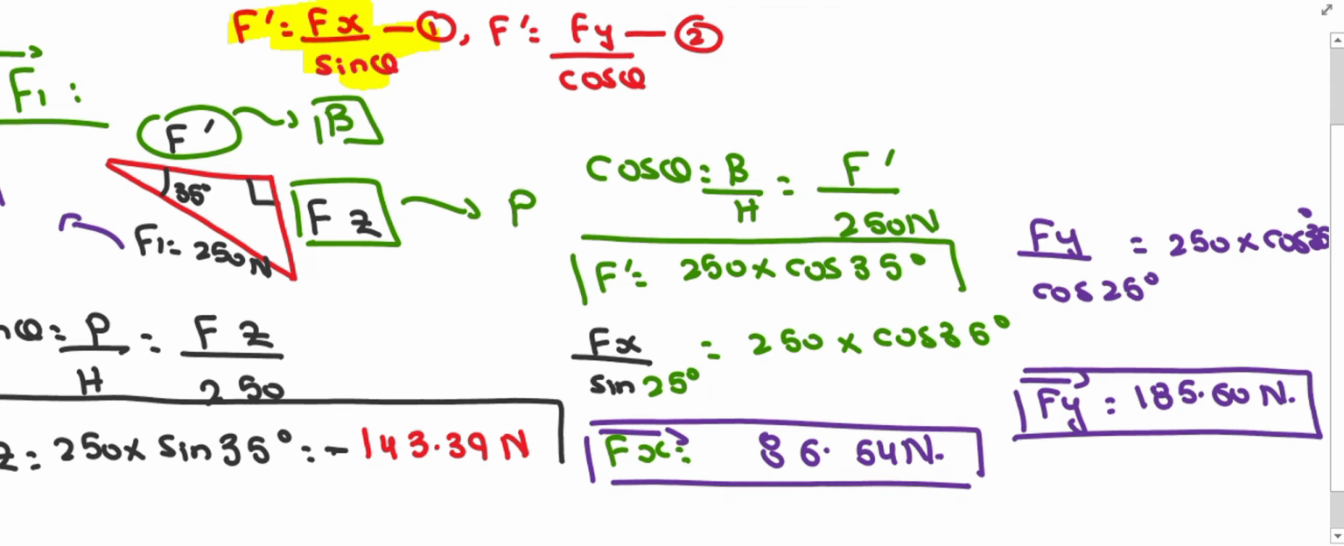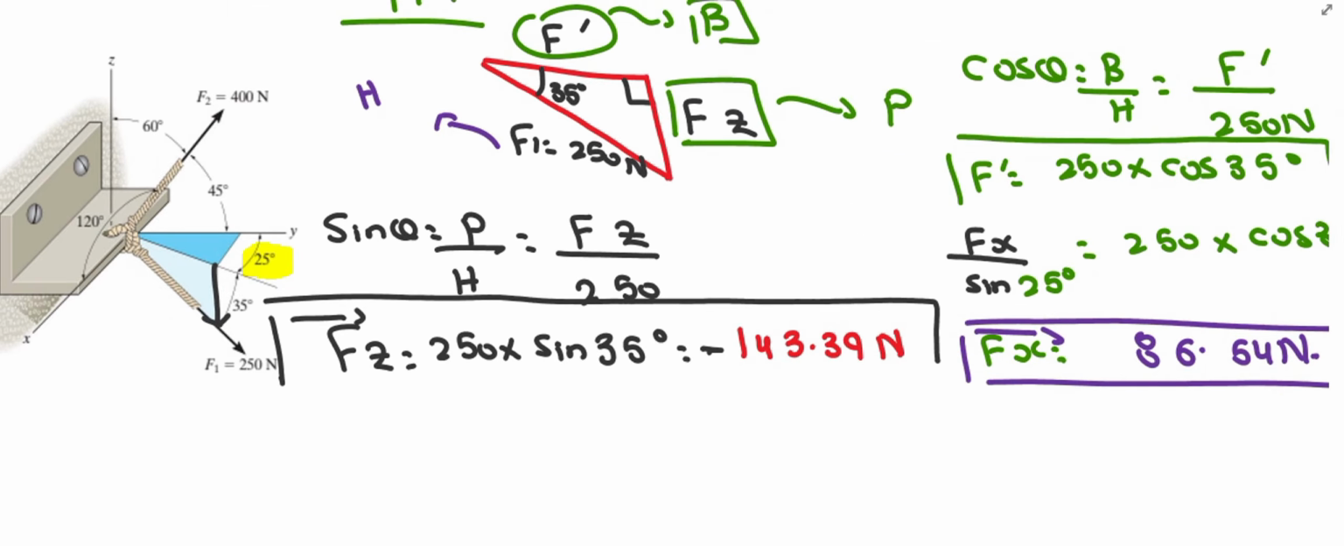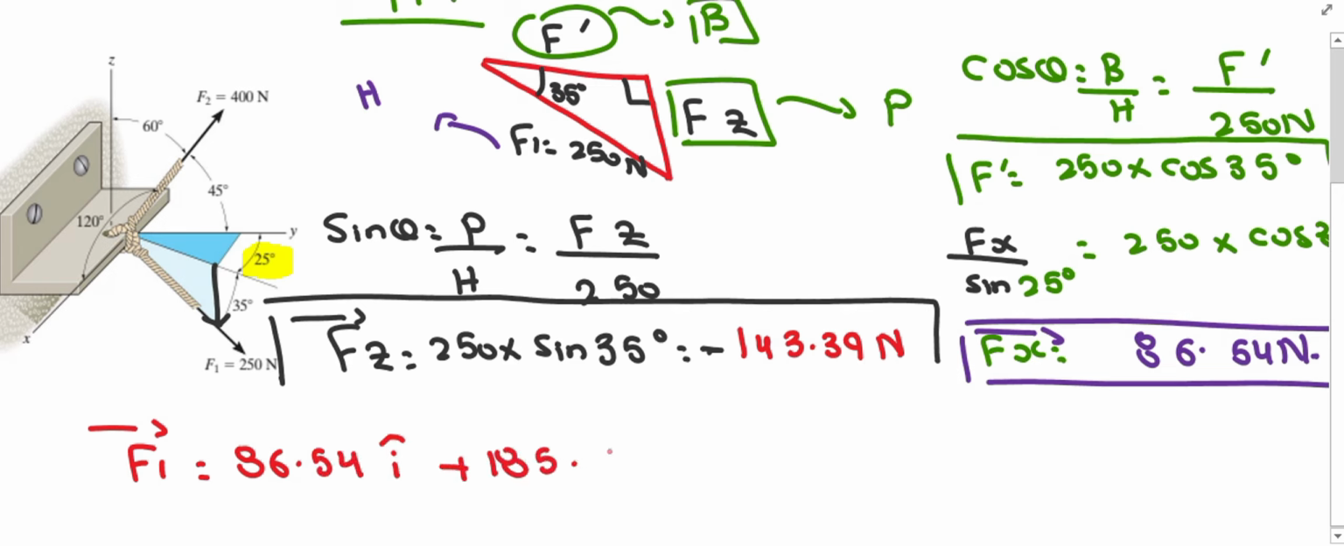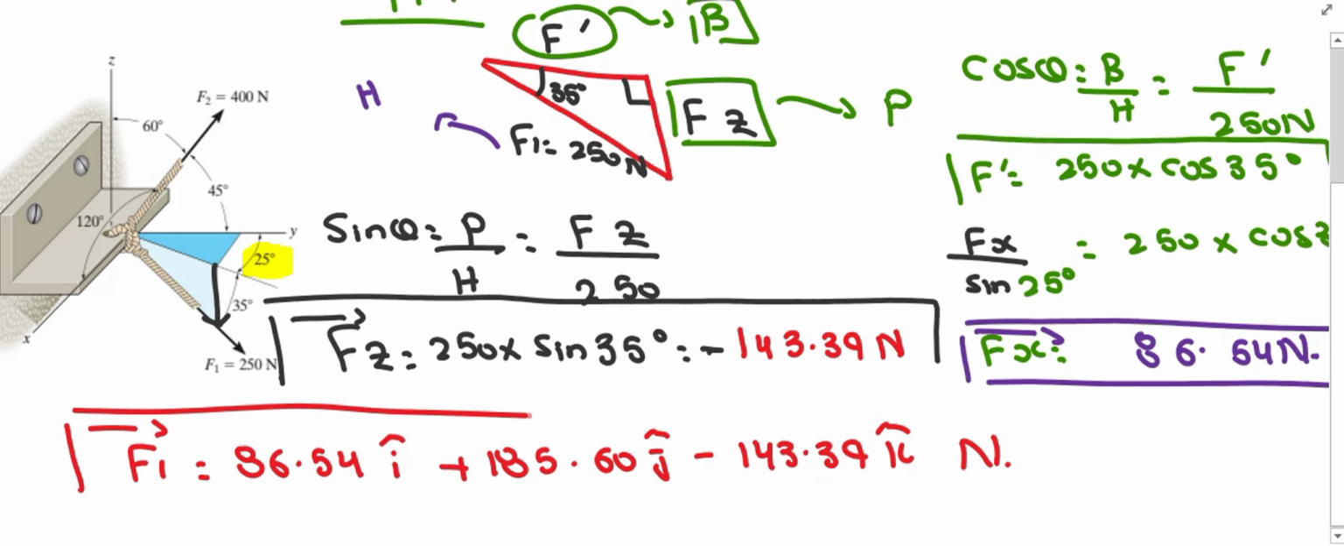We know that Fy and Fx are positive. So this is F1. The Cartesian form of F1 is written as F1 equals 86.54 i cap with positive sign, 185.60 j cap with negative, and 143.39 k cap Newton. This is the Cartesian form of F1.